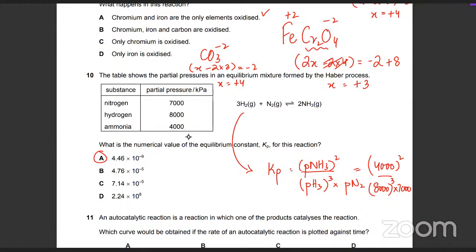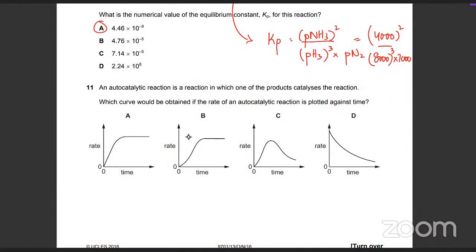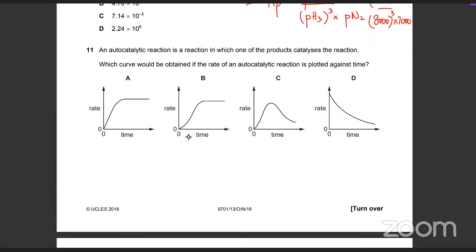So now the next one is an autocatalytic reaction, which is one in which the product catalyzes the reaction. So the product is the catalyst. Which one would be obtained if the rate of an autocatalytic reaction is plotted against time? Remember, the product is the catalyst.